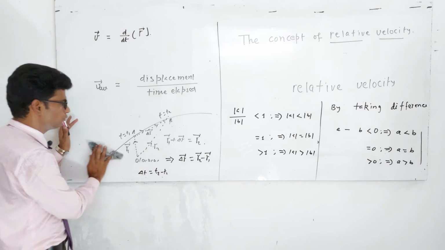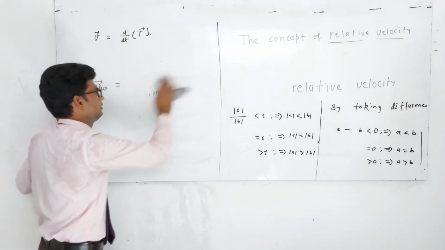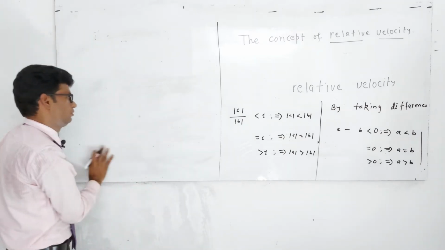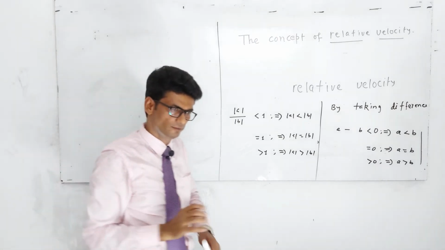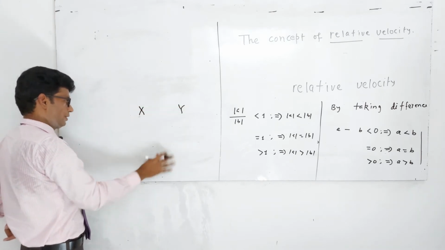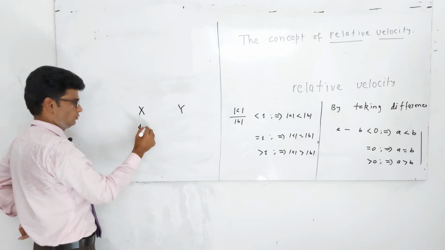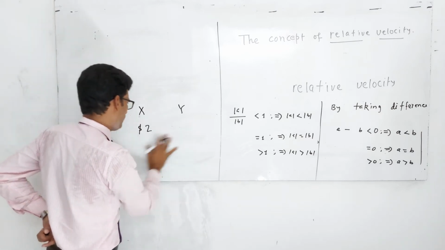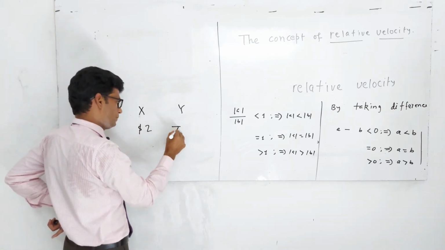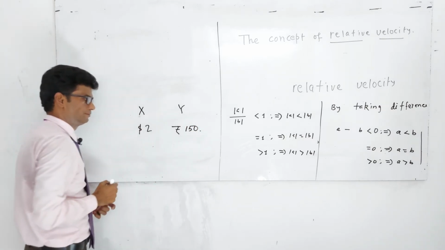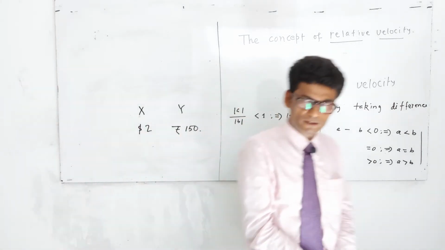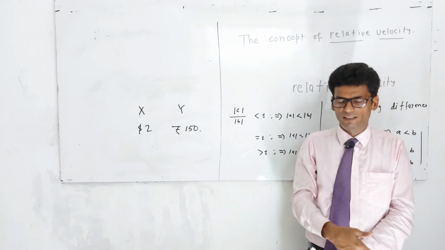However, in practical life too, we have a concept of relative. Look at how. Say two friends, friend x and friend y. Say friend x has $2, American dollars, and friend y has rupees 150, and we want to compare, that is, which one has more than the other.